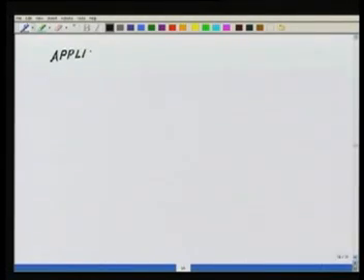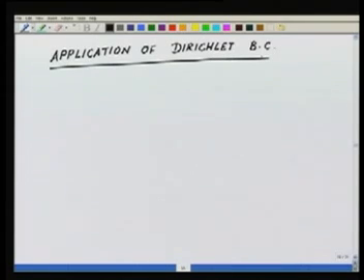What is left now? What is left is application of Dirichlet boundary conditions. So here this corresponds to IBC type equal to 1, which is the homogeneous Dirichlet.